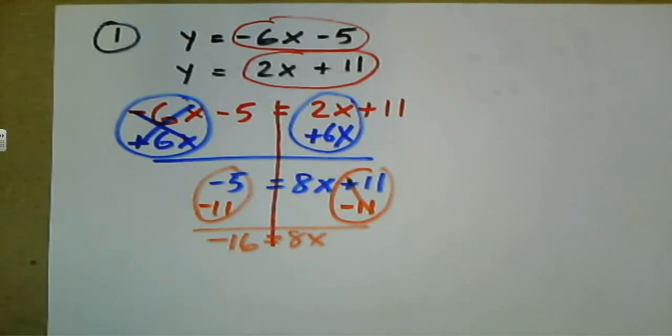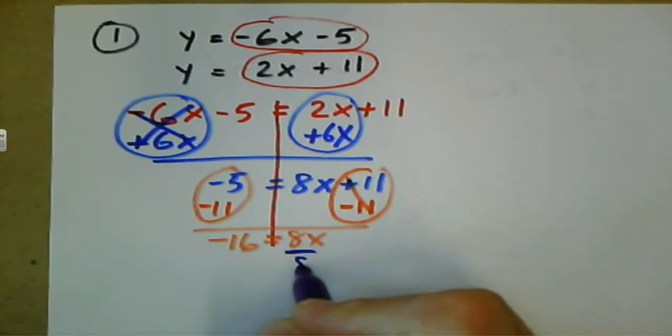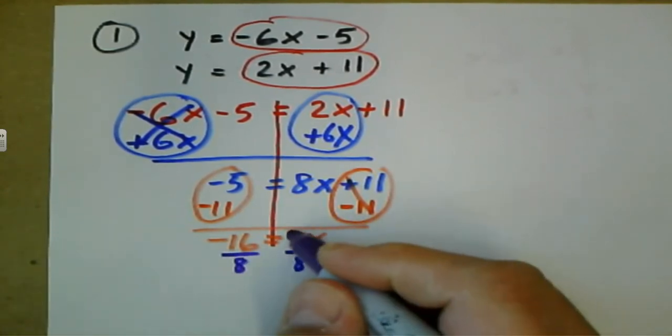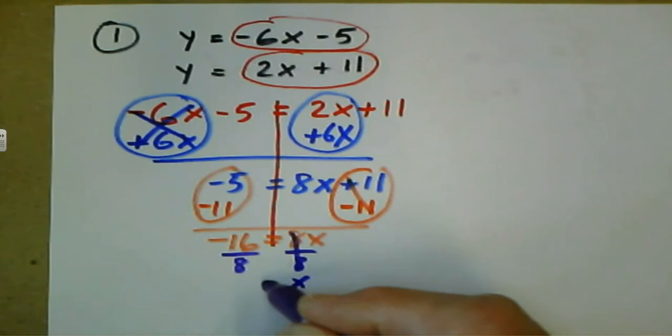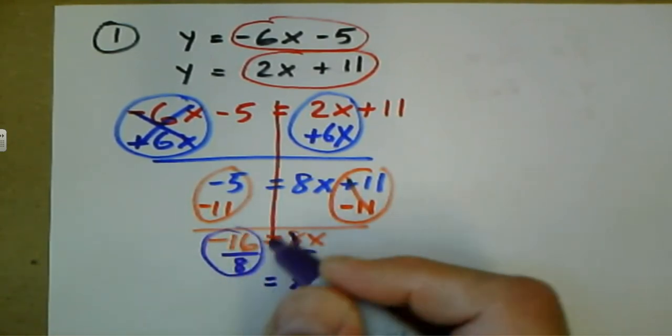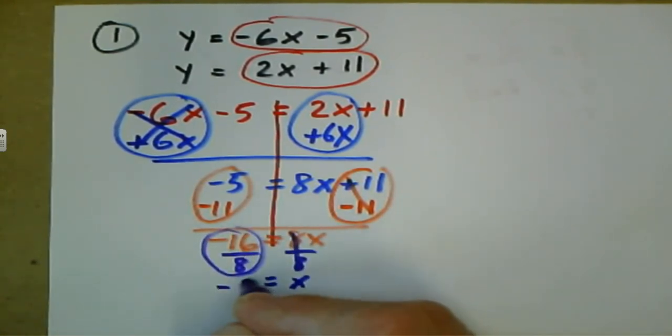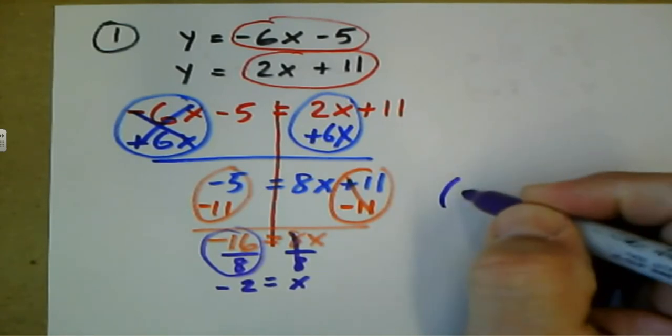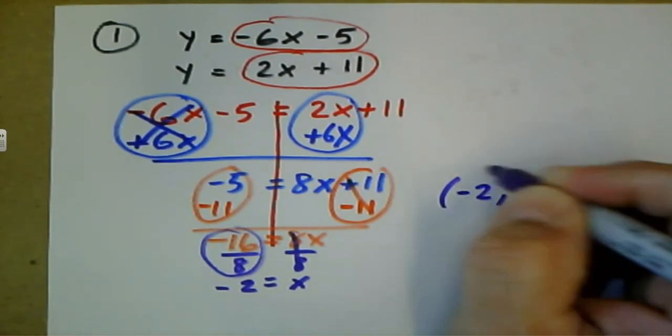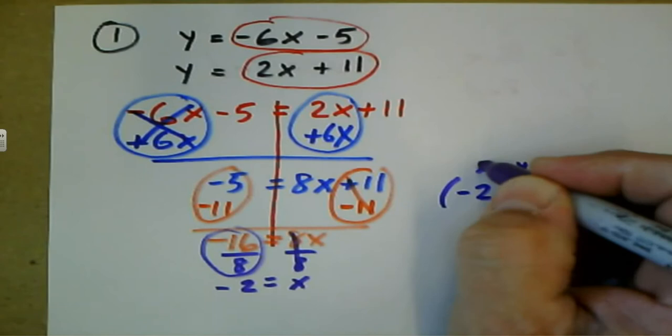And we do our final step, and that's remove what's multiplied to the variable, which happens to be the 8. So our 8's are gone. We're left with x equals, and negative 16 divided by 8 is negative 2. So that's our first part of this. We've solved for the x value.